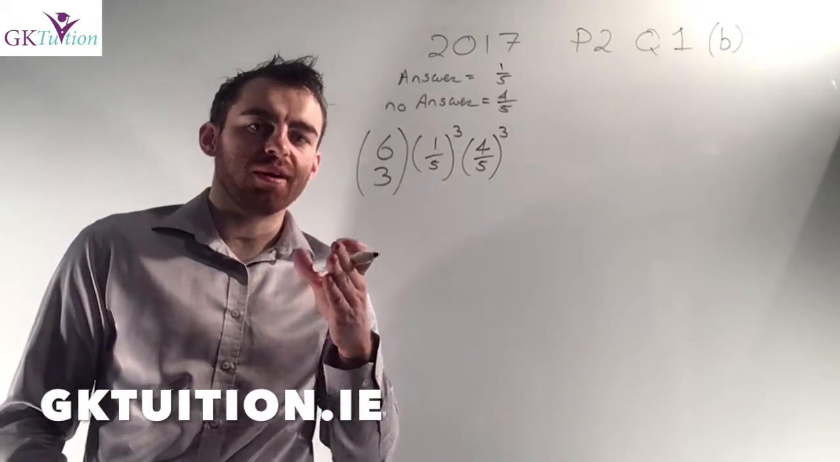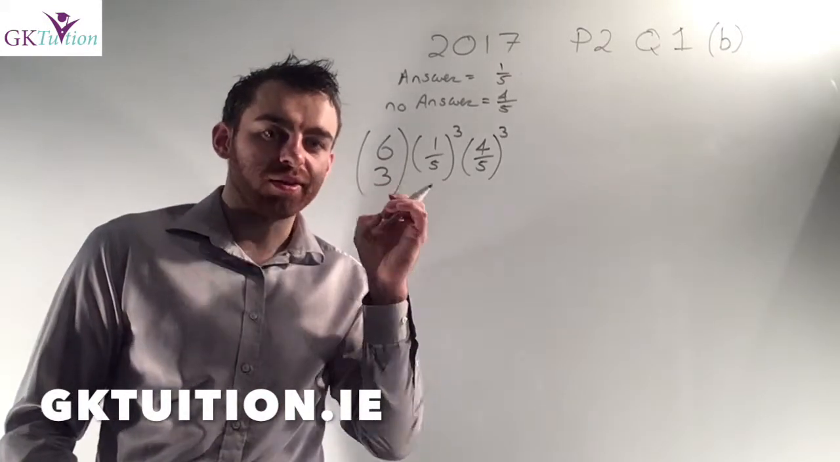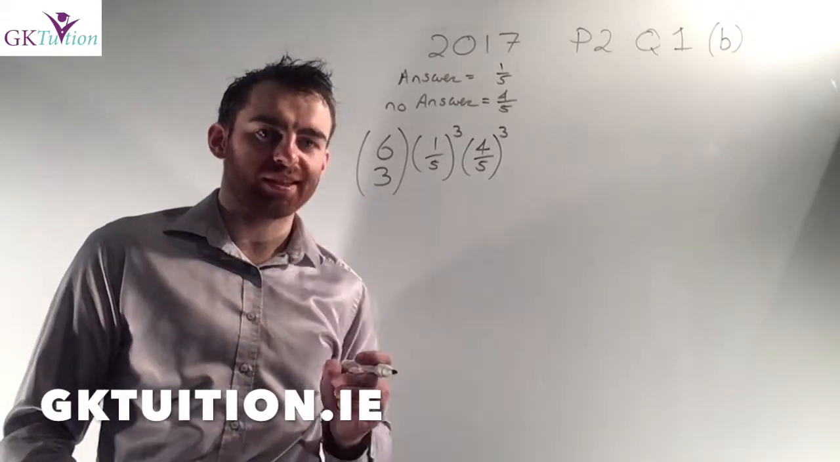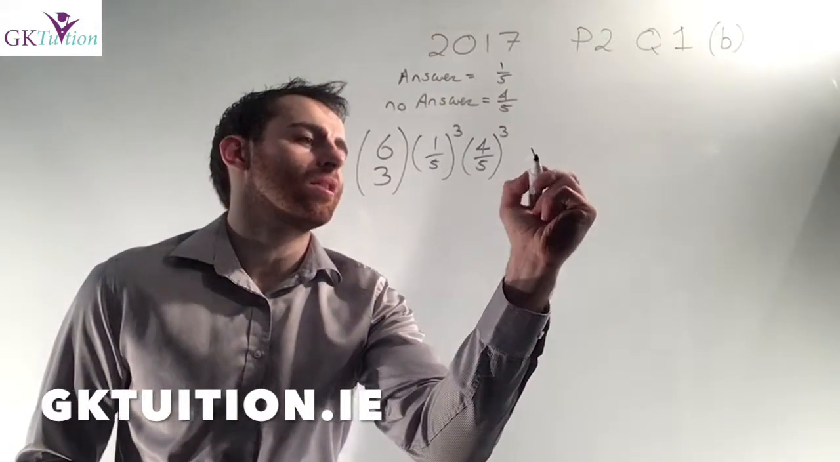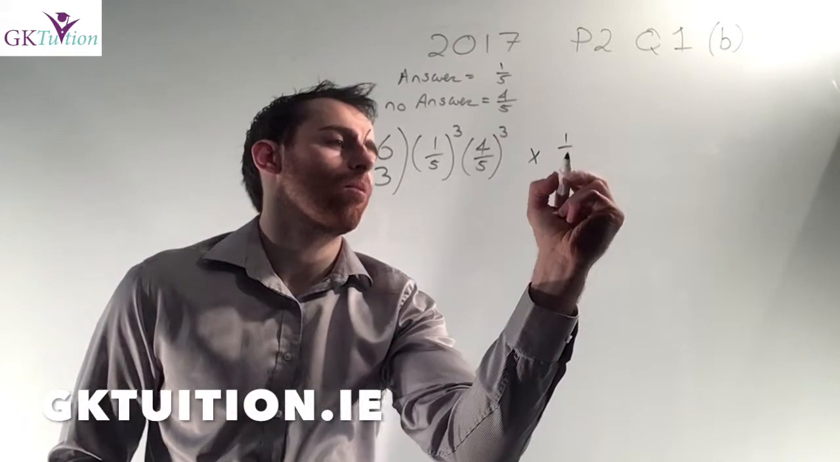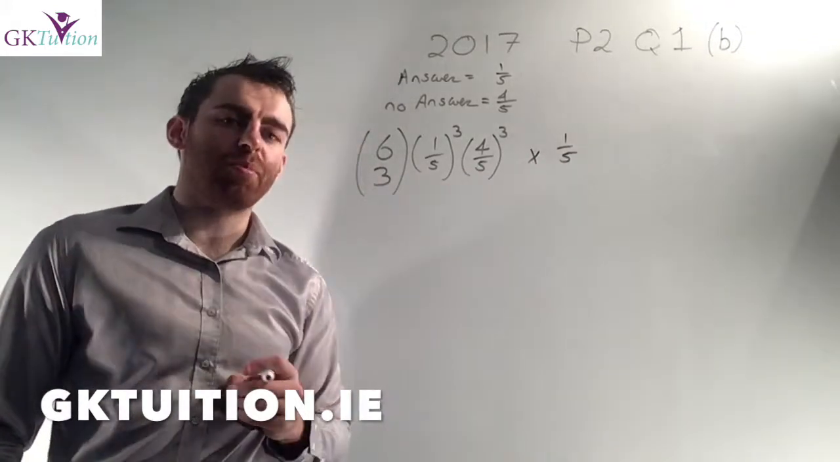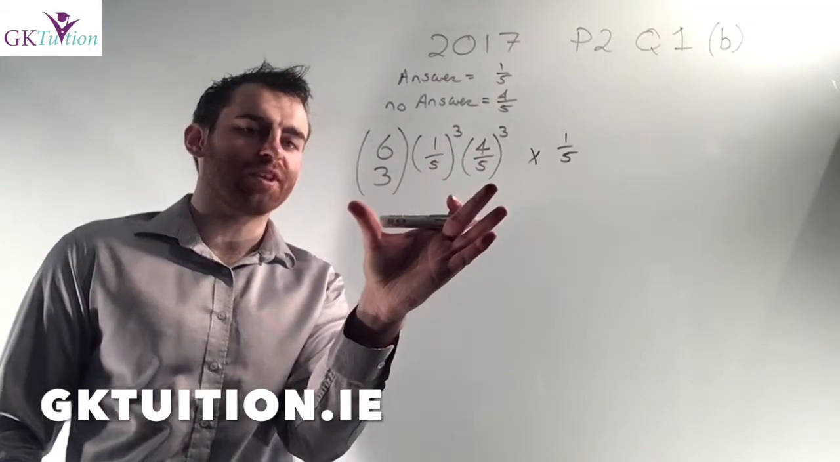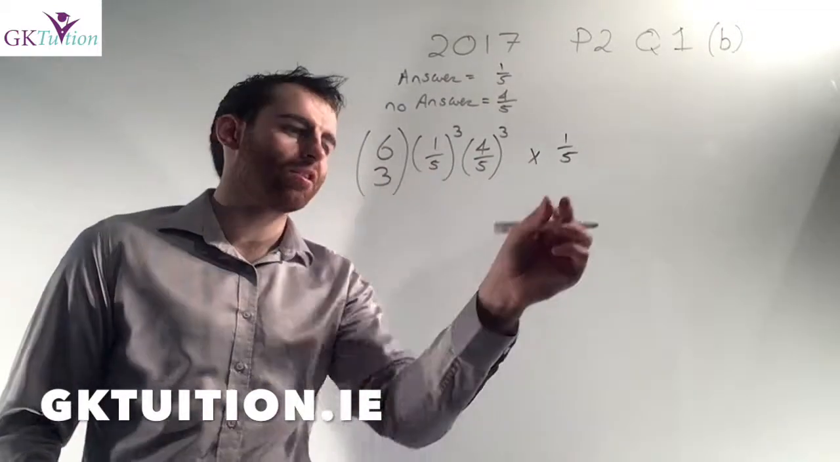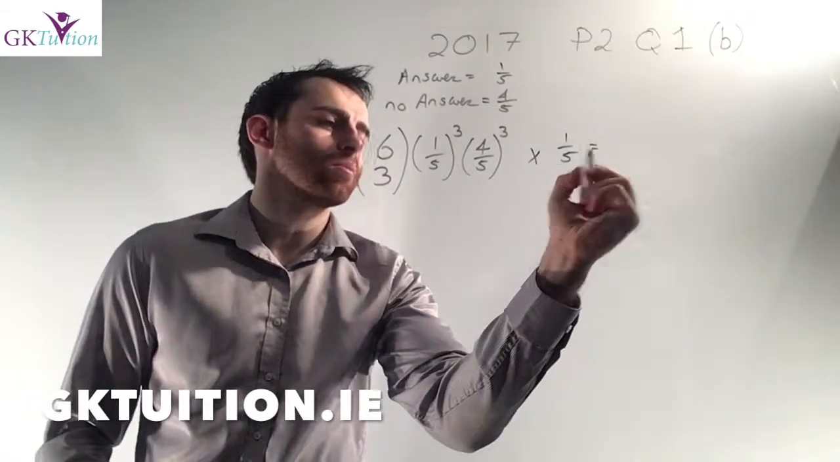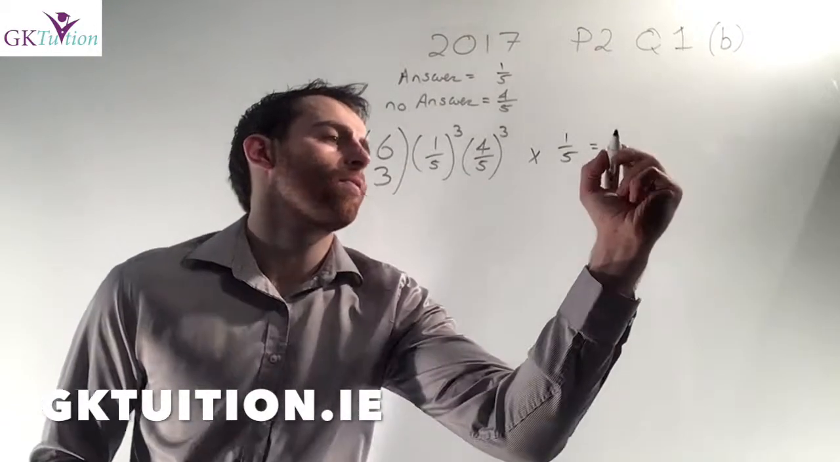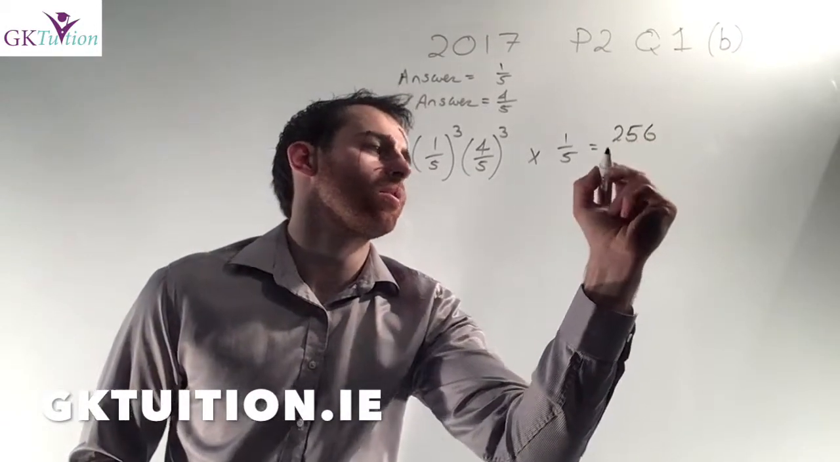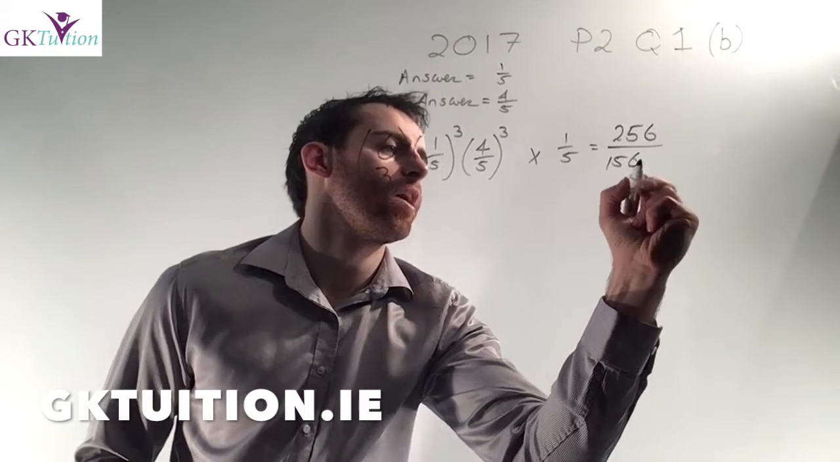But now on the 7th day, I know that I definitely want her to answer the phone on the 7th day. So that means on the 7th day, I want this to happen. I want her to answer it, so that means I'm going to multiply by 1/5. This is the probability she answers it 3 times in the first 6 days, and this is the probability she answers it on the 7th day. So if I just multiply all of these by each other, my final answer in this case is 256 over 15625.